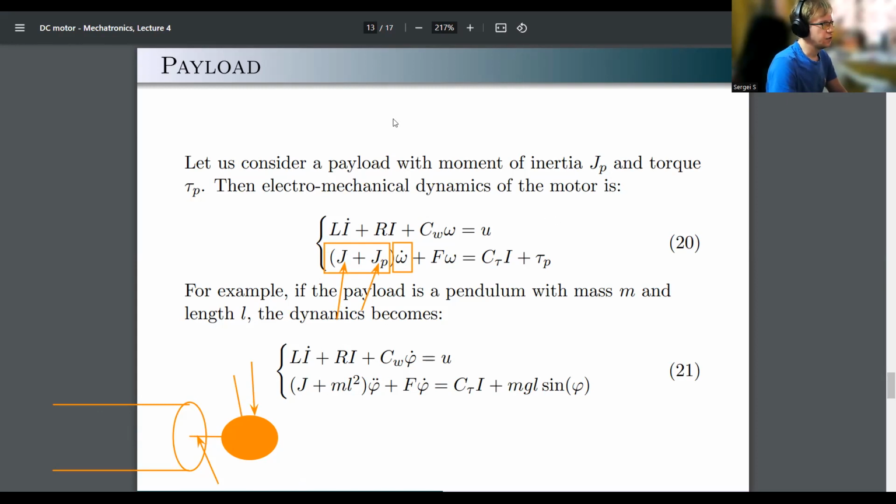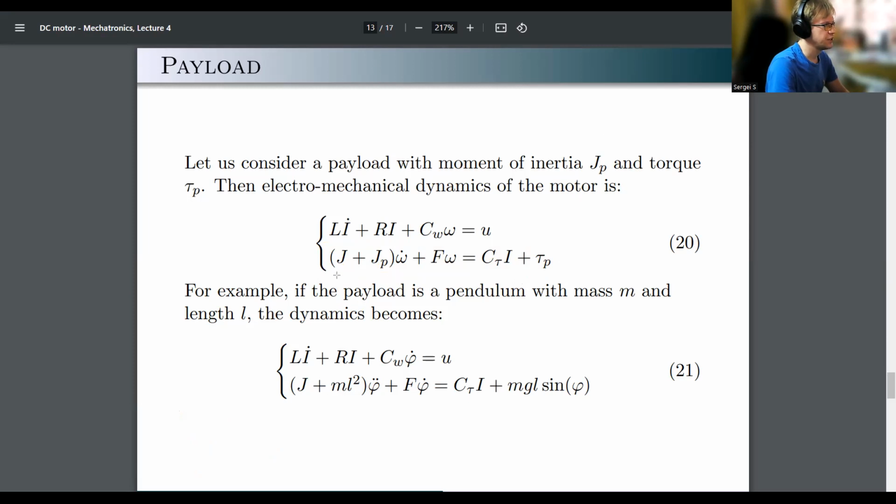All right. Now this term here is the effect of friction, viscous friction, so friction that is proportional to the velocity. This is our torque generated by the motor, so it is proportional to the current. And here, finally, we have the payload torque, the torque that is associated with the payload. I think it will be even more clear when we consider an example.